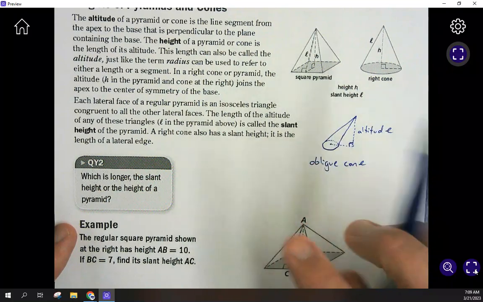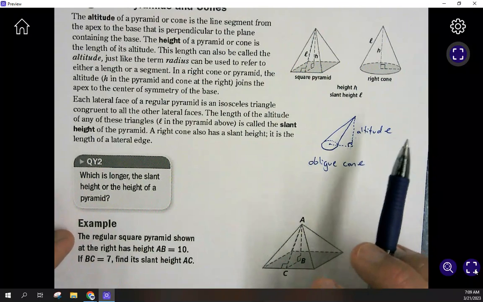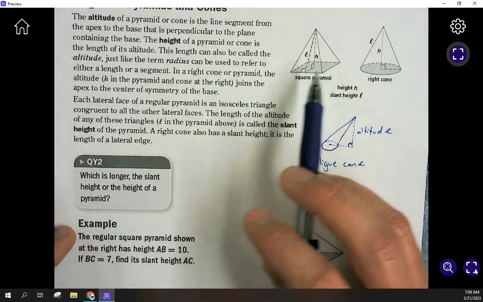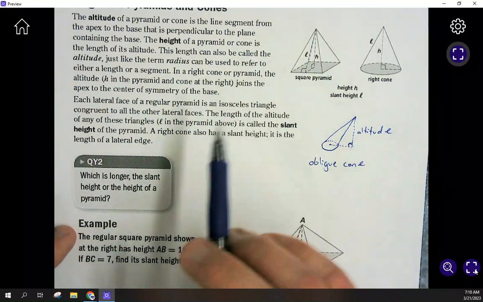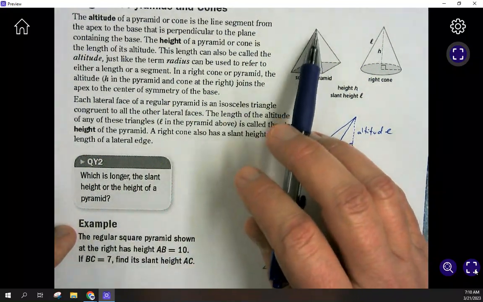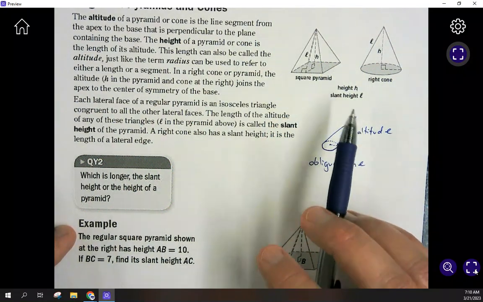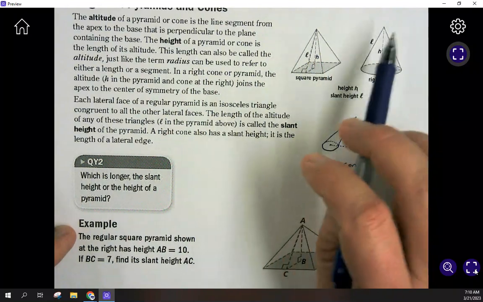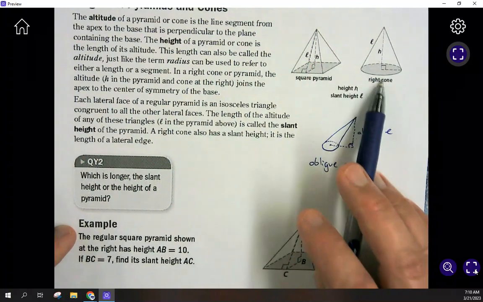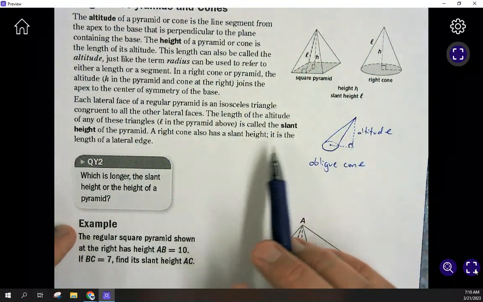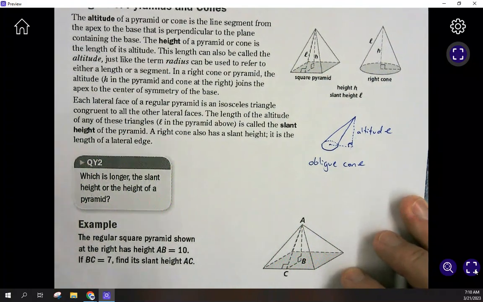Just like when we were finding the area of a regular polygon, we split it into triangles, and the height of those triangles was the apothem, right? It was a special measurement, but it was just the height of one of those split triangles. Same thing is true here. Your slant height is the height of one of the sides. Your slant height in a cone is this measurement on the outside, so it actually is your lateral edge on a right cone. And we will use that sometimes when we are looking for volume and surface area.